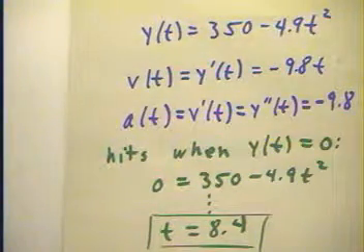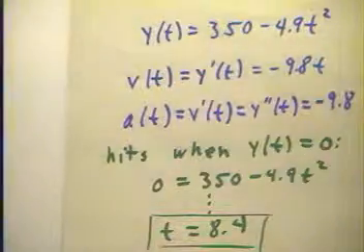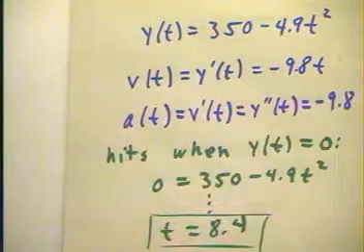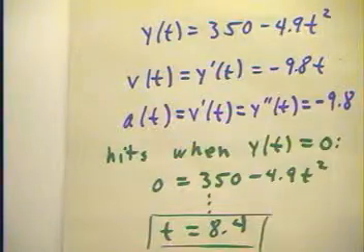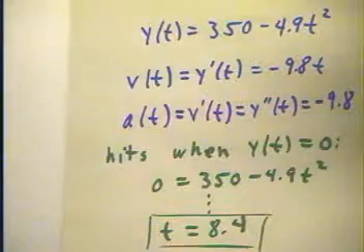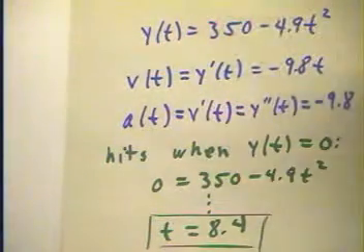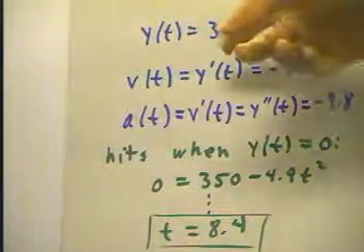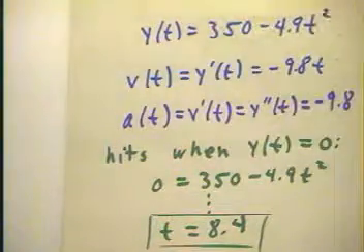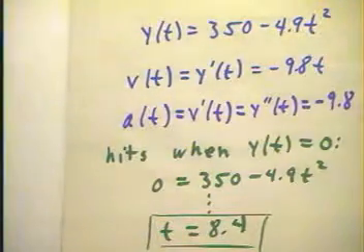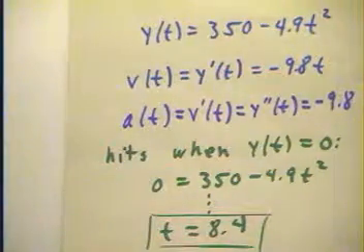Now, we're asked to find the velocity function and the acceleration function, and also the time at which the object hits the ground. Well, the velocity function is the rate of change of the position function, just the derivative of the position function, as you should know by now. So the velocity is your y prime of t, and the derivative of this is real easy to take. We get negative 9.8 t. I'm not going to go through the details of that.